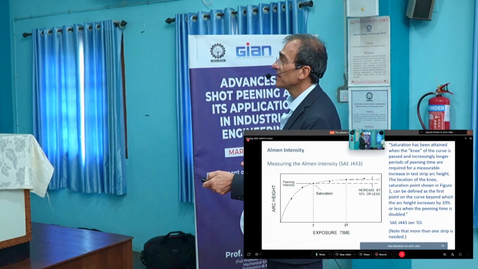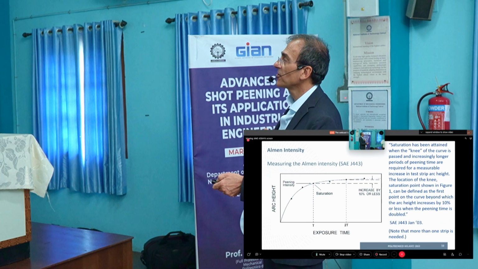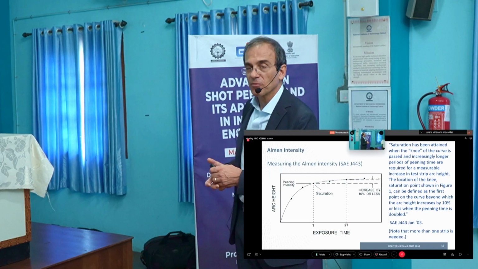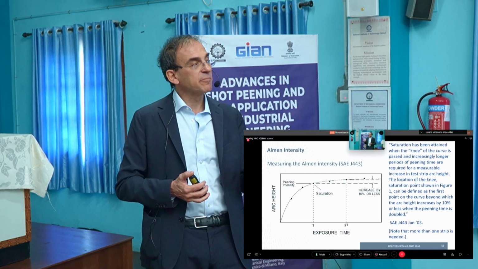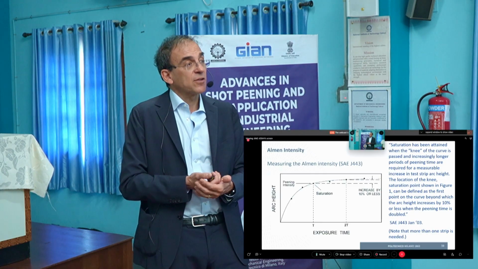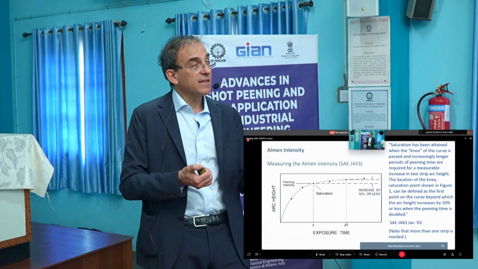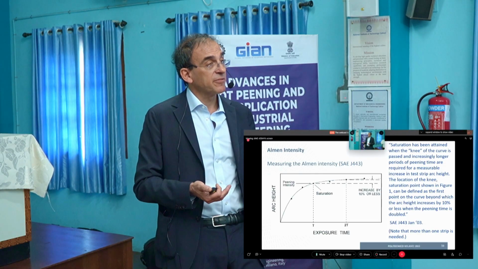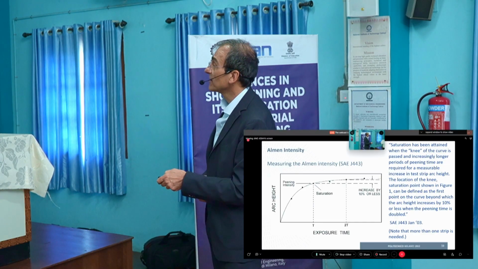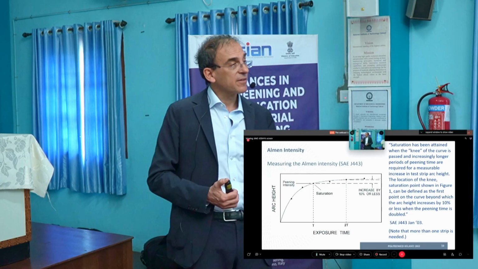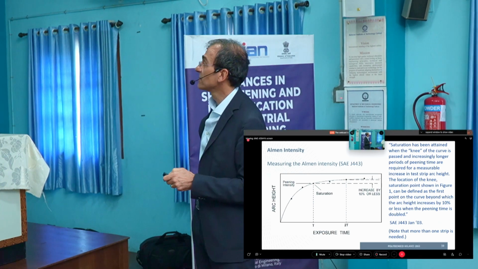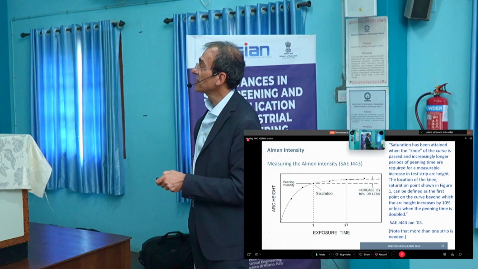We peen a third one, and then another one, and so on, until we compare the last measurement with the previous one, and if the difference is less than 10%, it means that that's enough. We have saturated the ability of plastic deformation of the strip, and we can stop the procedure. The final value of the Almen intensity will be that one, when the increment is less than 10%.